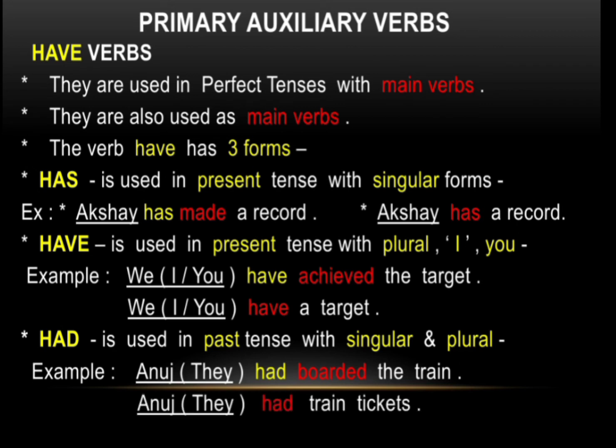The next sentence, Anuj had train tickets. Here had is used as the main verb. In the previous sentence, had is used as the auxiliary verb. Anuj had train tickets, or they had train tickets.